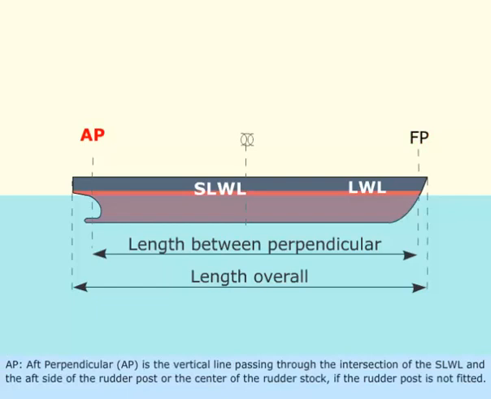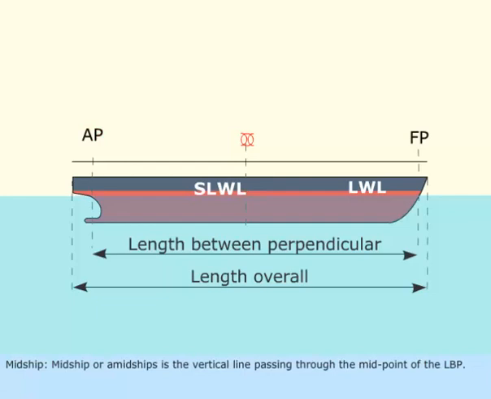AP, aft perpendicular. AP is the vertical line passing through the intersection of the SLWL and the aft side of the rudder post or the center of the rudder stock, if the rudder post is not fitted. Midship. Midship or amidships is the vertical line passing through the midpoint of the LBP.